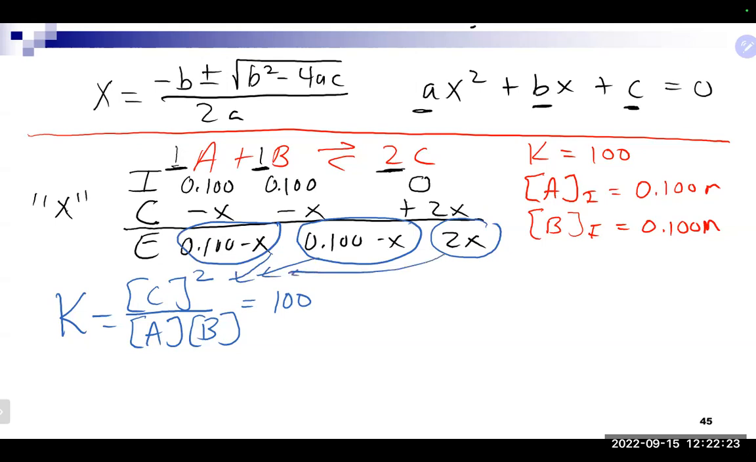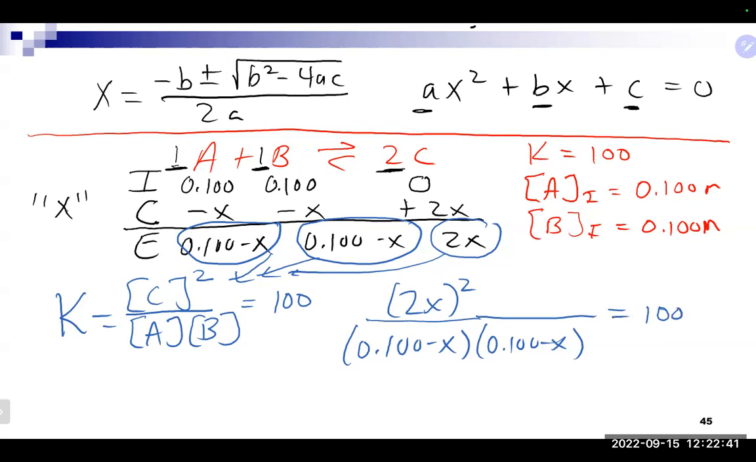You can put everybody into their proper places in the expression, which means in this case, I would have 2x squared, divided by A, which is 0.1 minus x, 0.1 minus x, and that would equal 100. At this point, it's now a math problem. We need to solve for x, basically. So we'll save doing this one because I made up numbers. I think it would work out, but we'll save it. But basically, you can go through math here and solve for x. We have plenty of examples where we'll do the math in just a second.